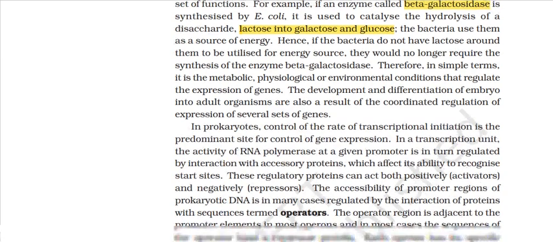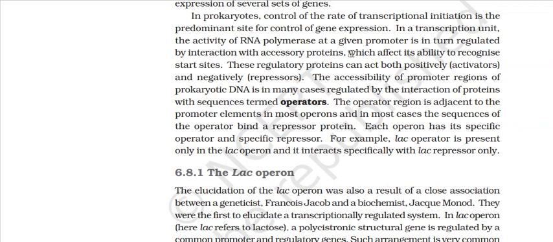In prokaryotes, control of the rate of transcriptional initiation is the predominant site for control of gene expression. अब eukaryotes में तो बहुत सारे sites होते हैं. Prokaryotes में usually जहाँ पे transcription initiate होता है वहाँ पे आप gene expression को control कर सकते हैं. In a transcription unit, the activity of RNA polymerase at a given promoter is in turn regulated by interaction with accessory proteins, which affect its ability to recognize start sites.